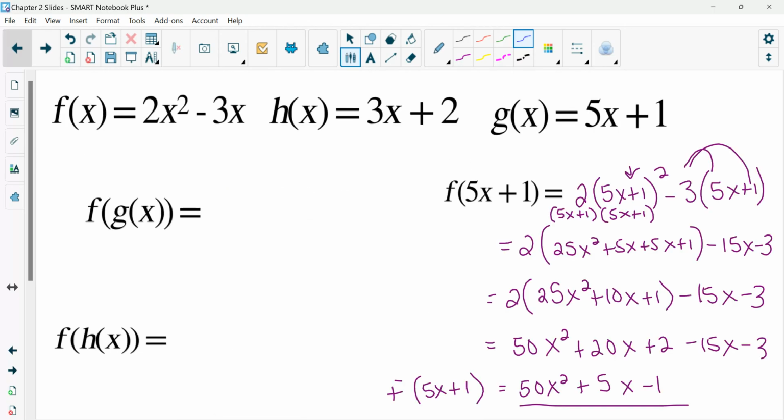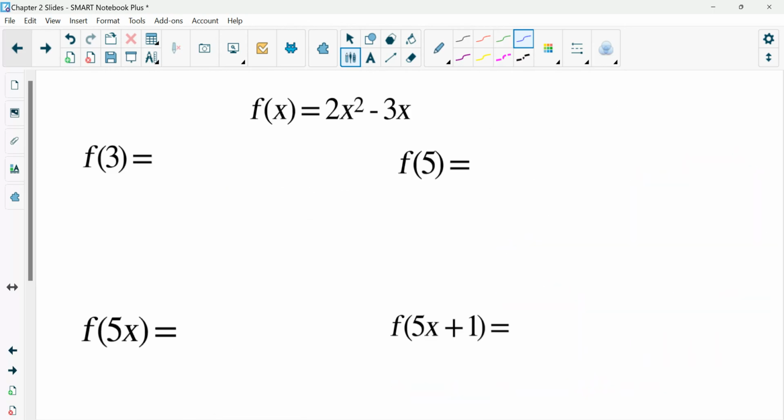Going into what we're going to be doing over the next couple of days, we're going to be doing composition of functions, which is where you're kind of putting a function within a function. So this is kind of a brief intro to that. So we have to remember our function notation when we do composition of functions.